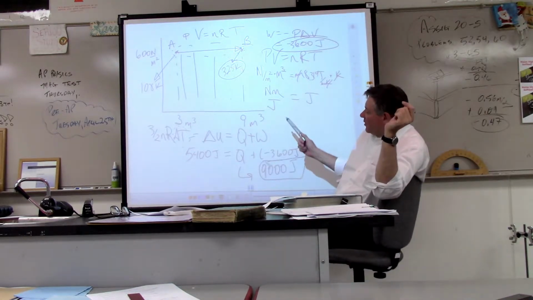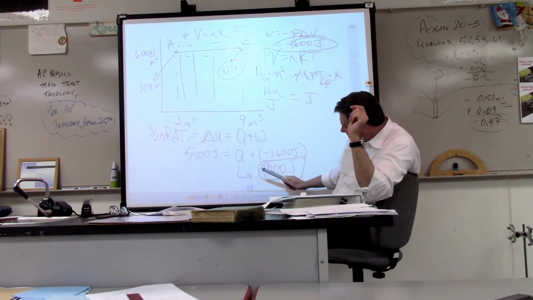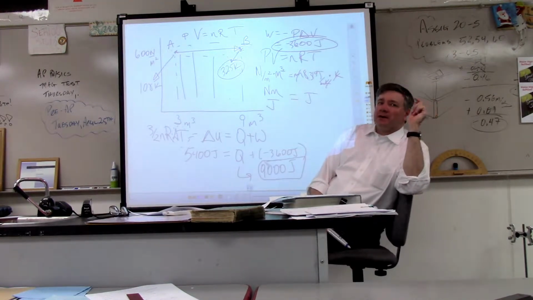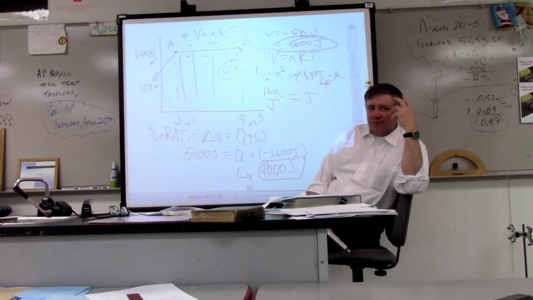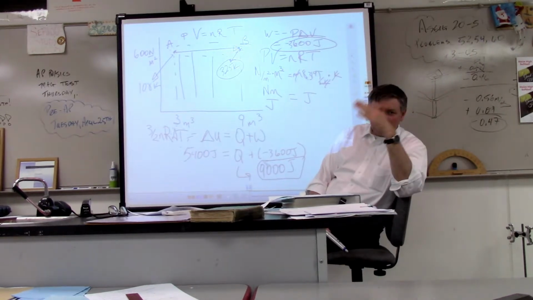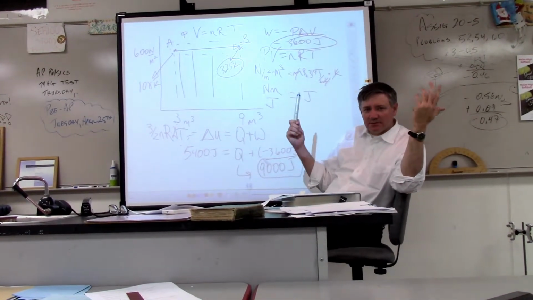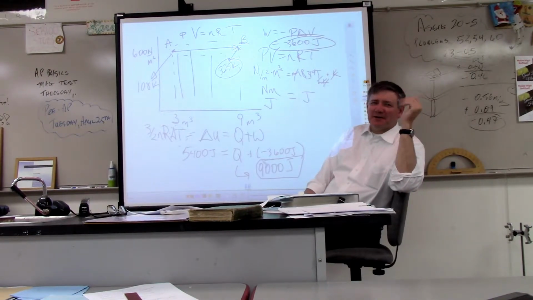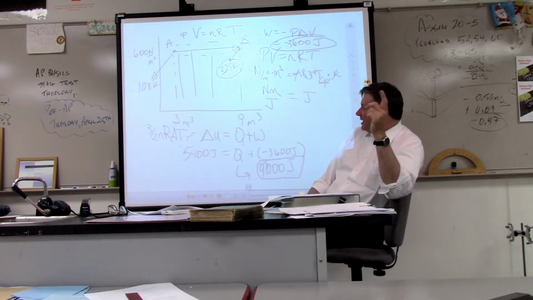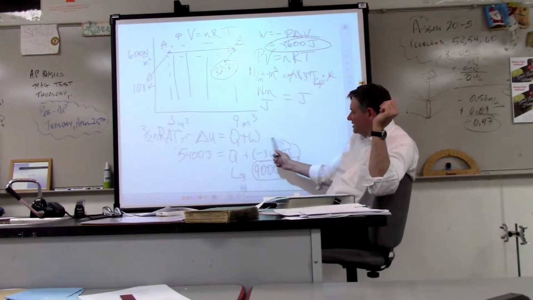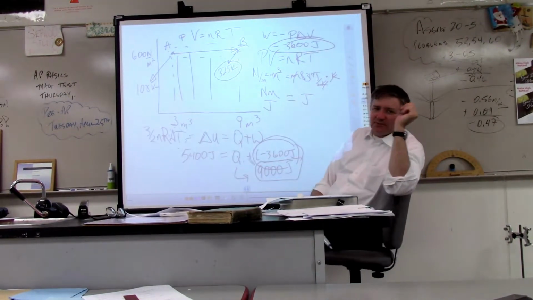Okay. So, what if I dump 9,000 joules of energy into the system, but it does 9,000 joules of work? Zero. Because all the energy that goes in is going back out. And that means no change in temperature. It's a blend. So, Q is 9,000. I'm going to dump 9,000 in, and I'm going to use some of that to do work.